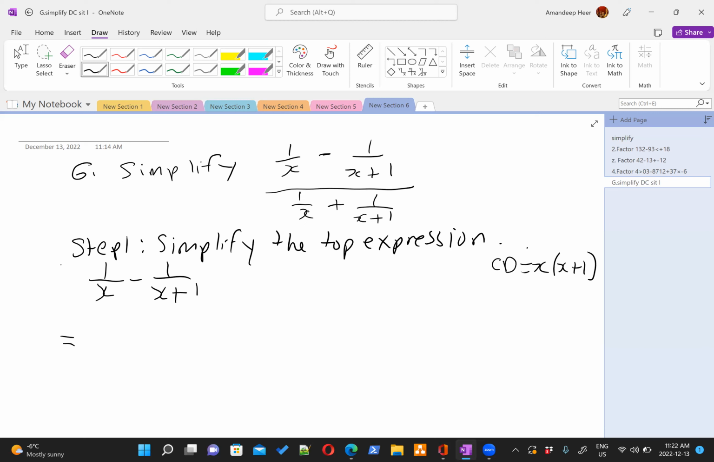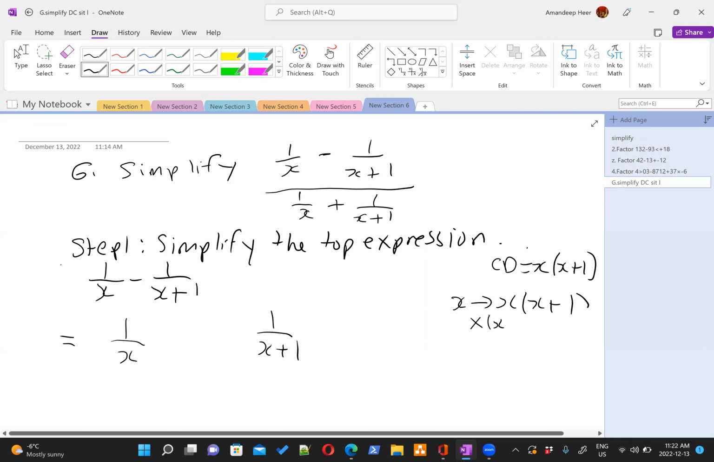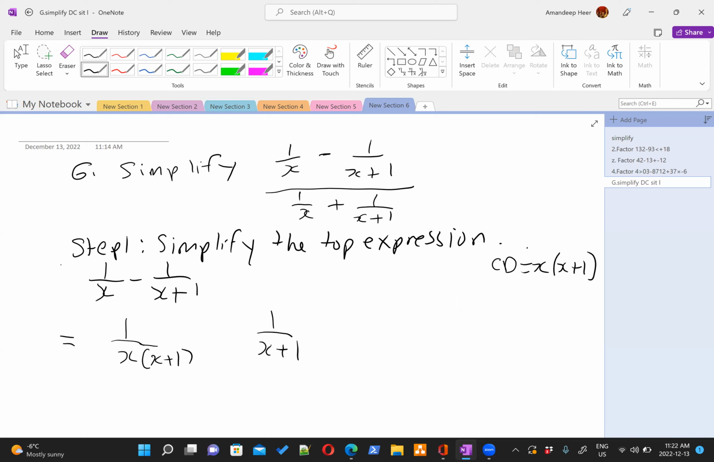So I'm going to write the expression again, but get some more space so you guys can see. If I want to go from x to x times x plus 1, what do I do? Well, I multiply by x plus 1. So I multiply this bottom by x plus 1, but I'm also going to multiply the top by x plus 1. Does that make sense?